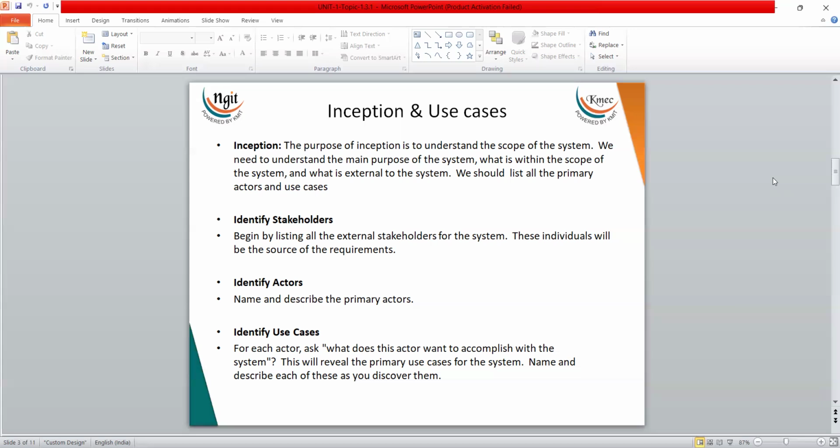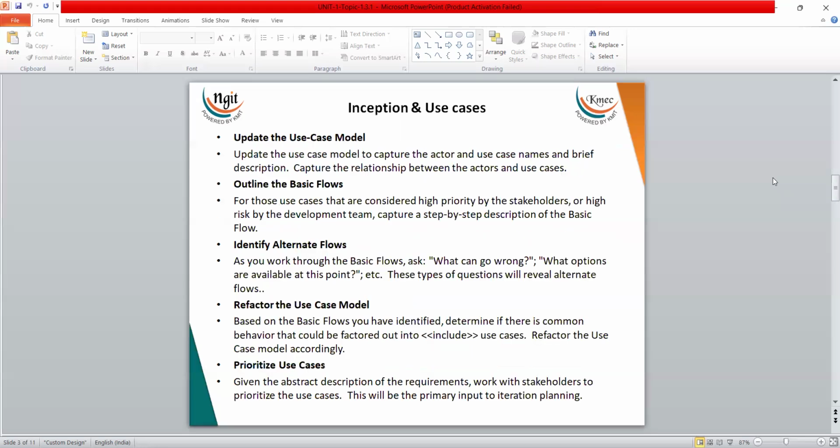The next one is identifying the use cases. For each actor, ask what this actor wants to accomplish with the system. This will reveal the primary use cases for the system; name and describe each of these as you discover them. So inception is one of the phases of the evolutionary process model, and in this inception, we need to understand the overall scope of the system and update the use case models.